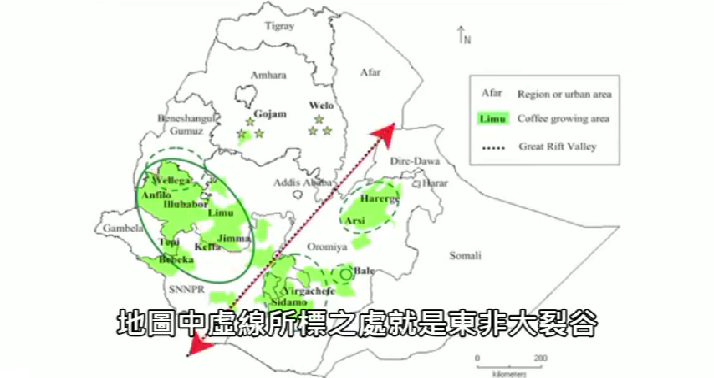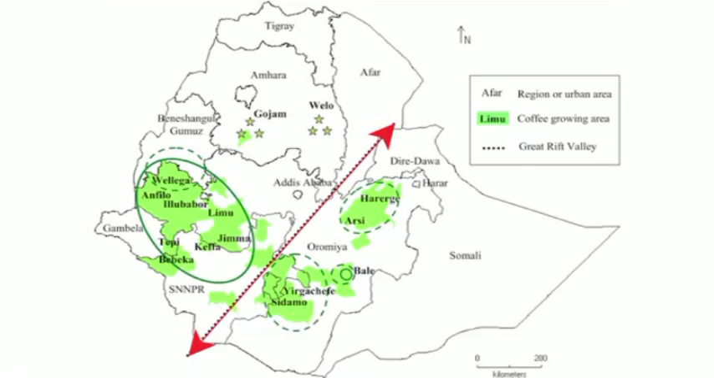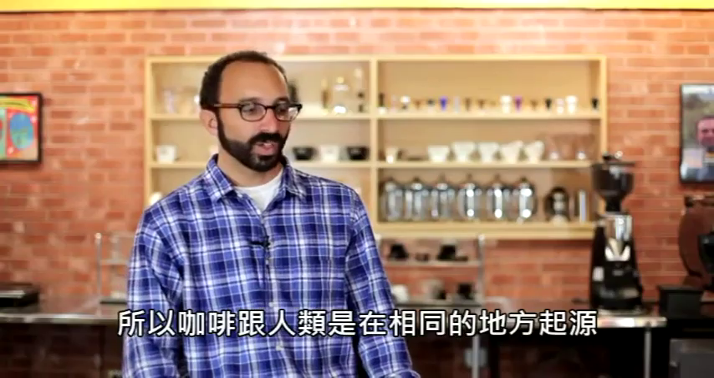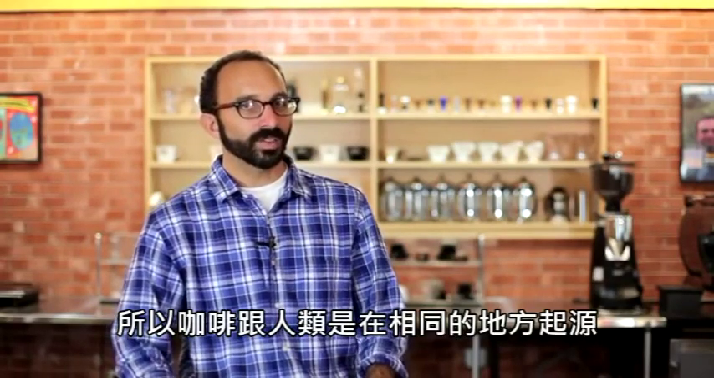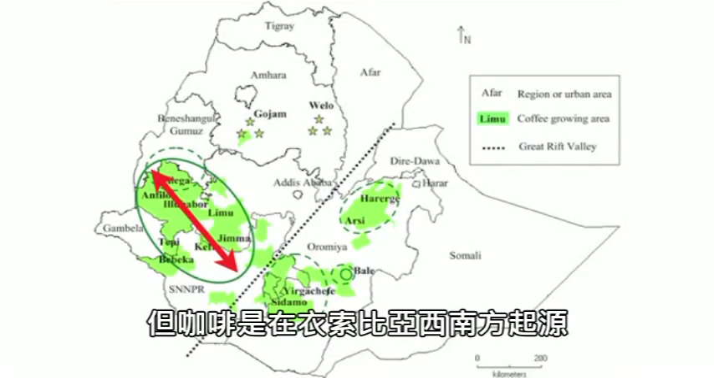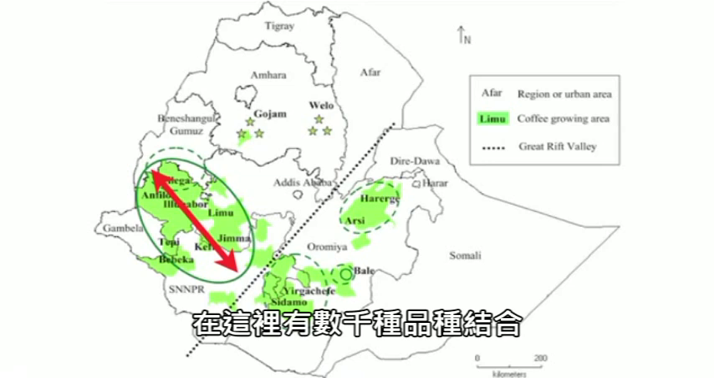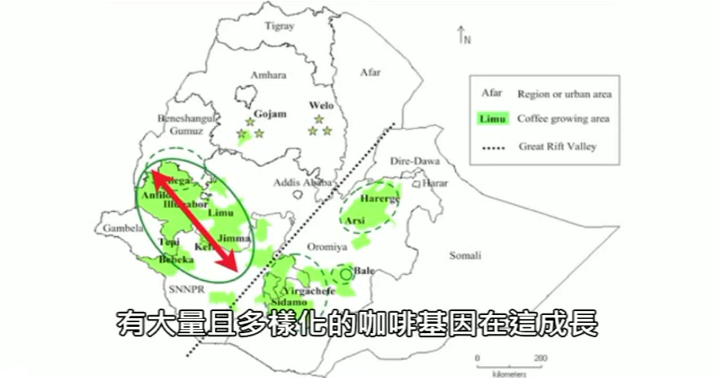The dotted line that goes diagonally through this map is the Great Rift Valley of East Africa, and that happens to be the place where human beings evolved. So coffee and human beings evolved in kind of the same place, but coffee evolved in that dark circle there in southwest Ethiopia, and that's the only place that Arabica coffee evolved. And there, in that environment, thousands of varieties emerged over time. There's a lot of genetic diversity within all of those coffees that grow there.